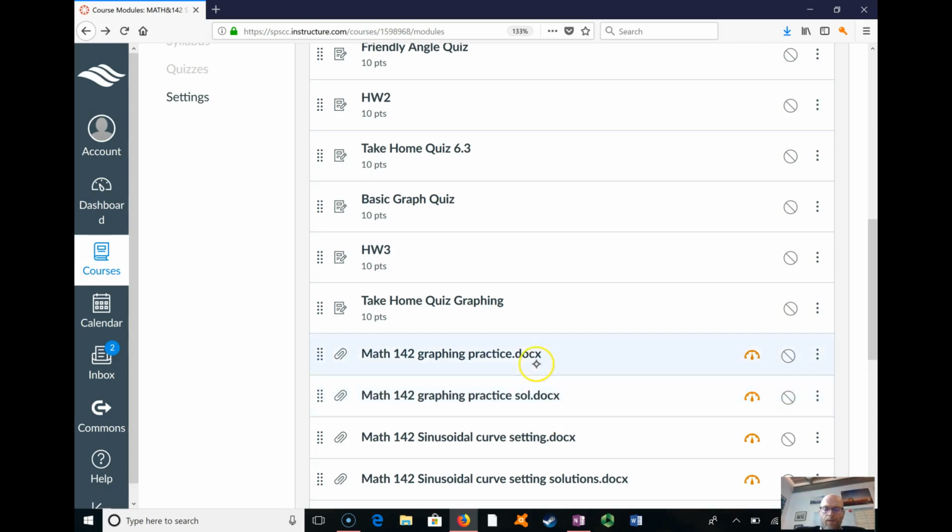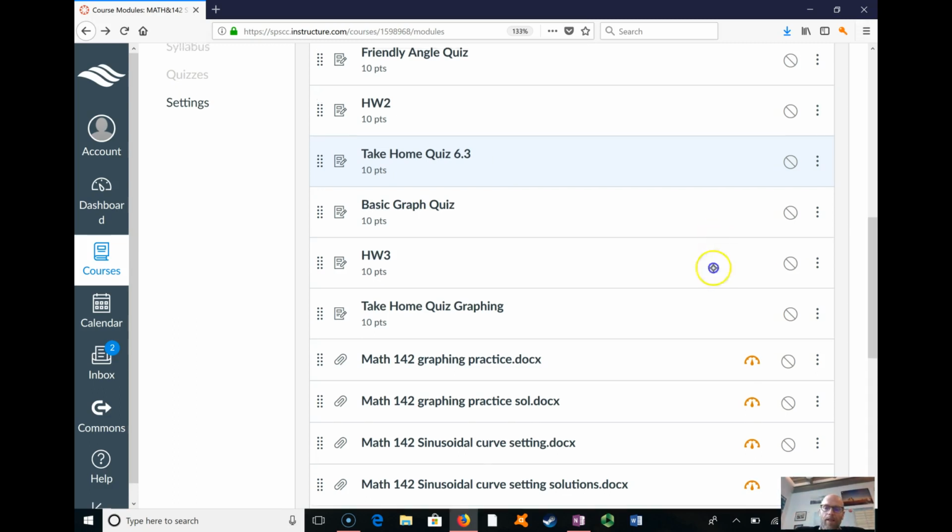So these are very, very valuable. Both the worksheets and the take-home quizzes that you're going to see are very valuable for preparing for the midterm and final, which are worth 200 points apiece and have a major impact on your grade.